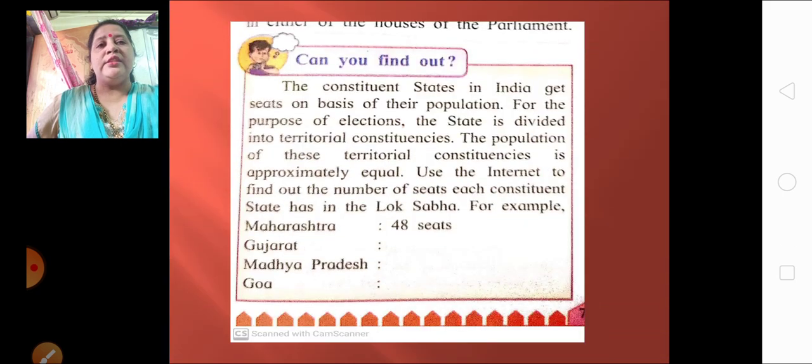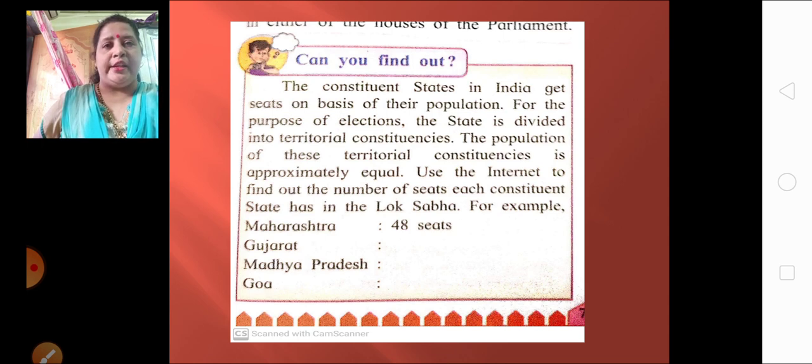Now, here is one small activity where you have to find out about the various constituencies. The constituent states in India get seats on the basis of their population. How much is the population, that many seats are available for that state. For the purpose of election, the state is divided into territorial constituencies, small parts. The population of these territorial constituencies is approximately equal.